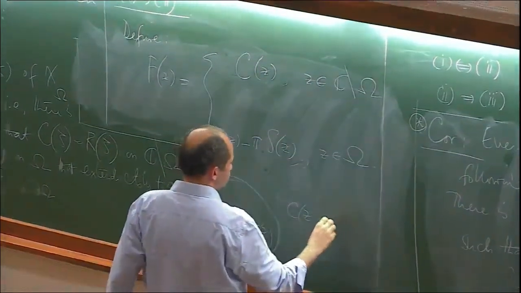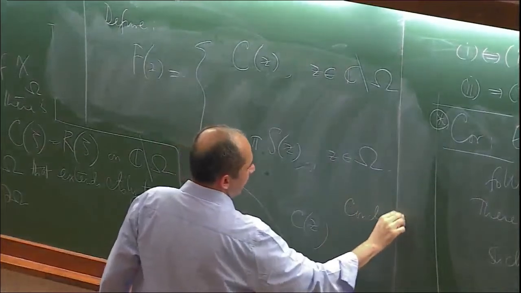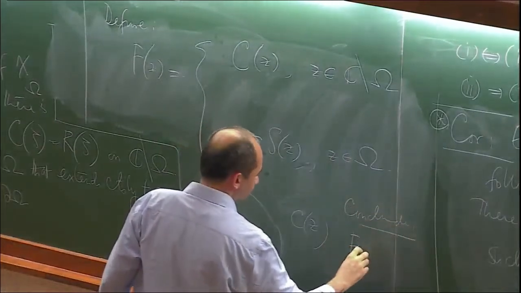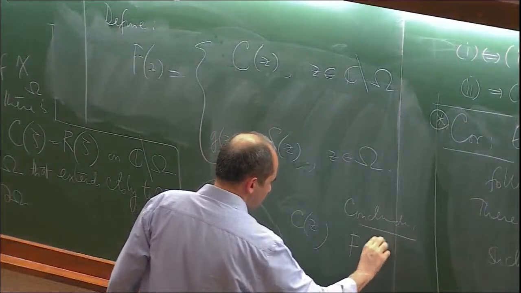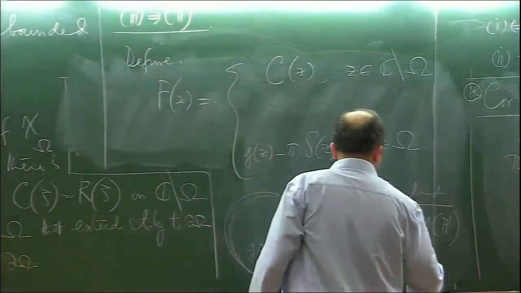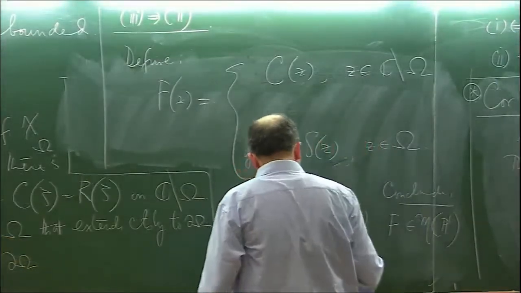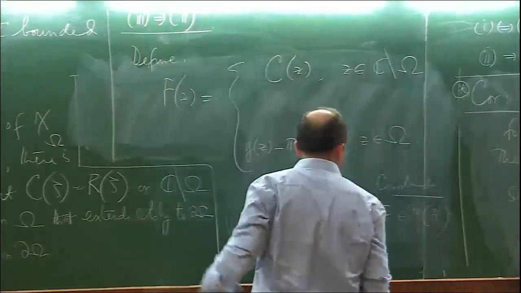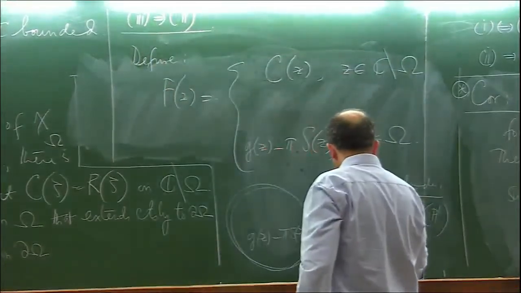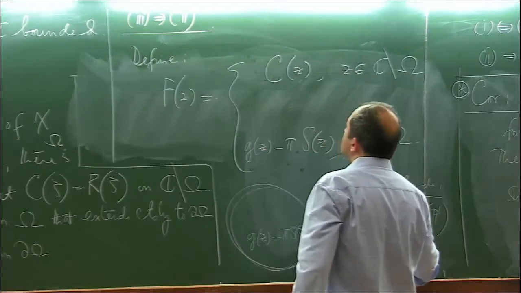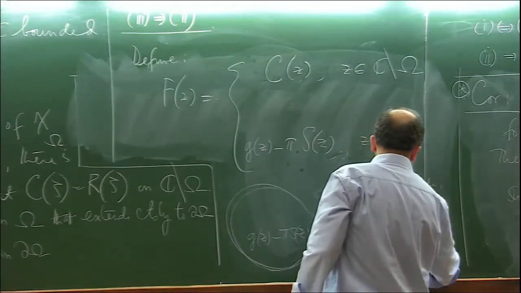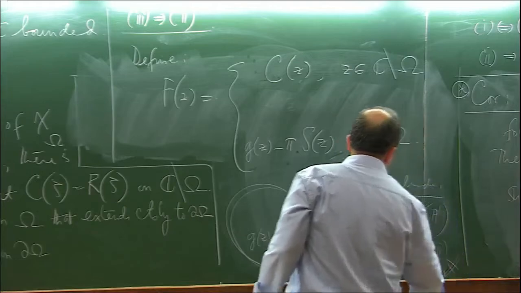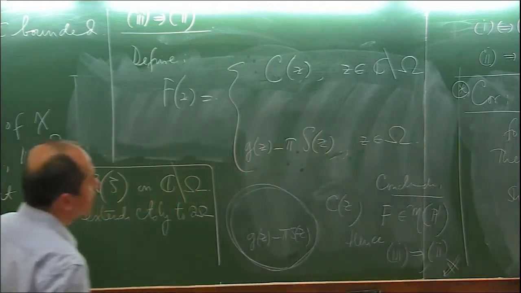So, conclusion, capital F is meromorphic on P1, a rational function. So C is equal to R. Hence, 3 implies 2. That's the main theorem.